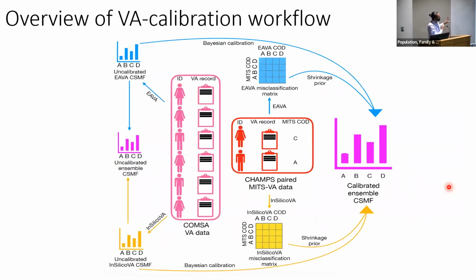So now that we have covered every piece of the modeling, here is the meta overview of the calibration. We still have two pieces of data: the larger VA data and the smaller paired VA-MITS data. We have two algorithms. It can be done with more than two, but here we have the in silico VA error matrix and the EAVA error matrix. From each error matrix, we get the uncalibrated CSMF. They are simply given equal weights to get the uncalibrated ensemble CSMF, but these pieces are also fed into the ensemble calibration to get a single unified ensemble calibration estimate.